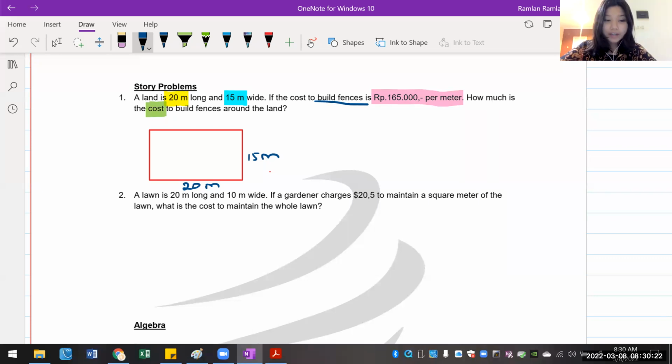Sharon? Pak, can I try? Yeah, of course, Sharon. Perimeter. Okay, why do you think it's perimeter? It's not area.